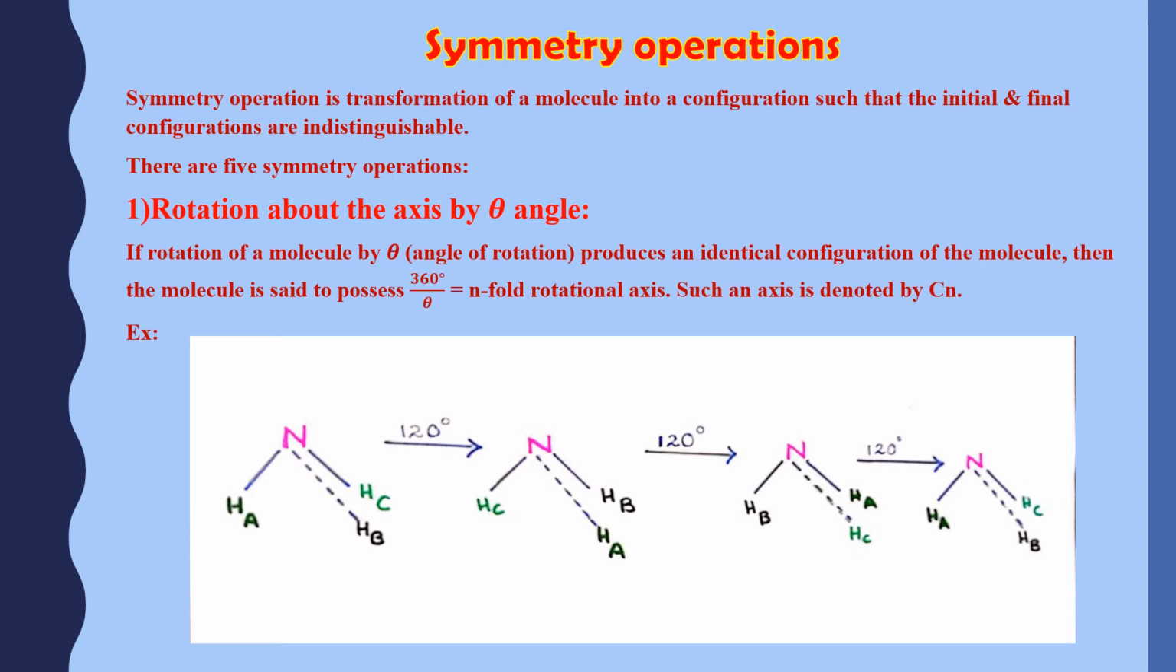Understood, students? Again, I am reading the definition once again. If rotation of a molecule by an angle of rotation, say theta, produces an identical configuration of the molecule, then the molecule is said to possess an n-fold rotational axis. So 360 degrees by 120 degrees is equal to 3. Hence, the molecule shown in the example has a C3 axis of symmetry. Understood, students? This is the first symmetry operation, called rotation about the axis by theta angle.